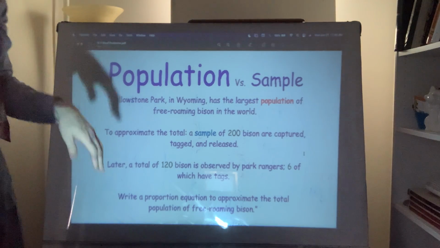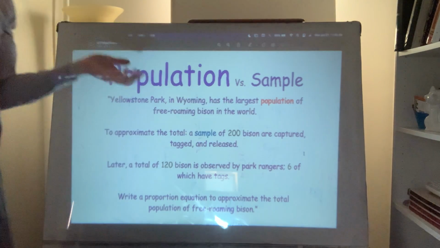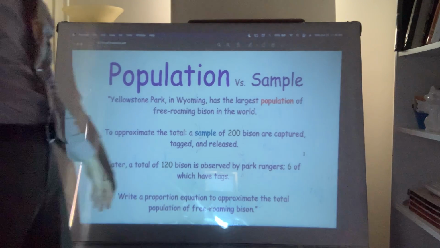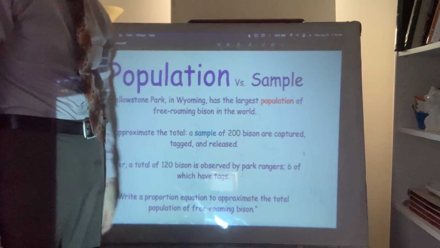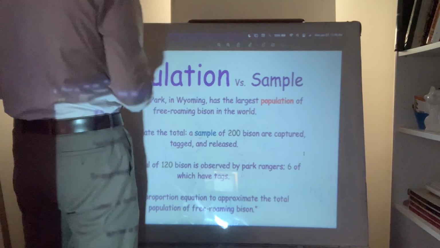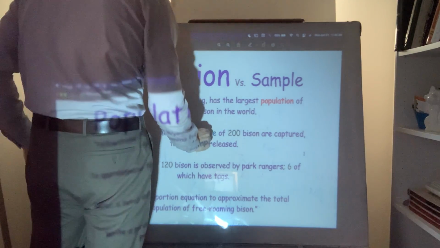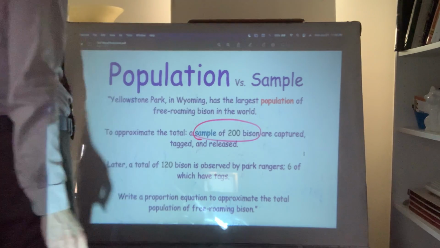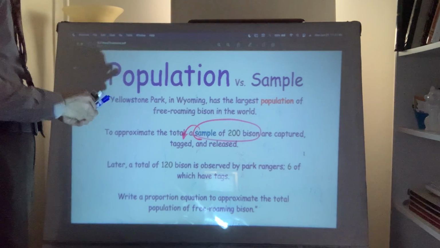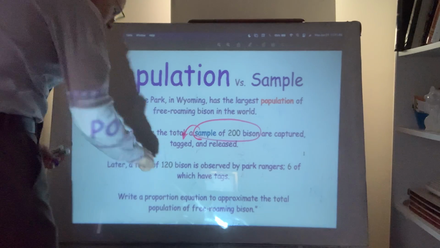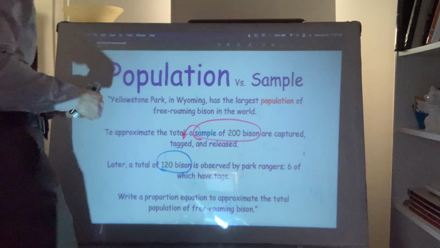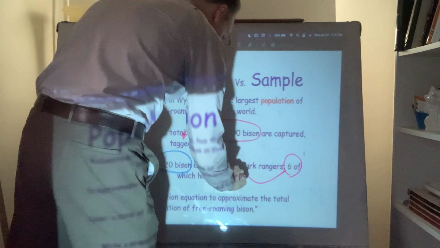Now let's assume for a second that the tags didn't fall off somehow naturally in the course of a bison roaming. Write a proportion equation to approximate the total population of the free roaming bison. So a couple of things to note here. The original sample, I'll put this in red, is 200 bison. And they are tagged. Later on, 120 bison are observed, and 6 of them are tagged.